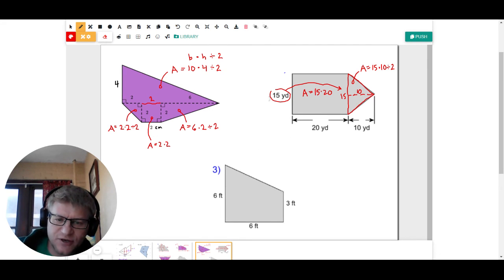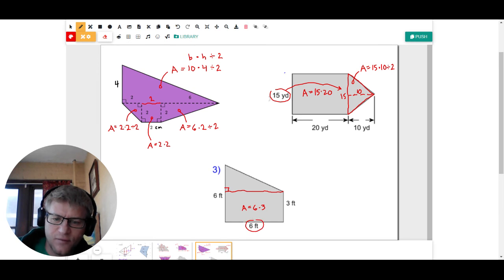And the last one I want to show you, let's take a look at this one. Once again, break it up into the triangle and the rectangle. We know this rectangle is 6 by 3. So the area down here for the rectangle is 6 times 3. That's pretty straightforward. It's a rectangle. But the triangle is a little more complicated.